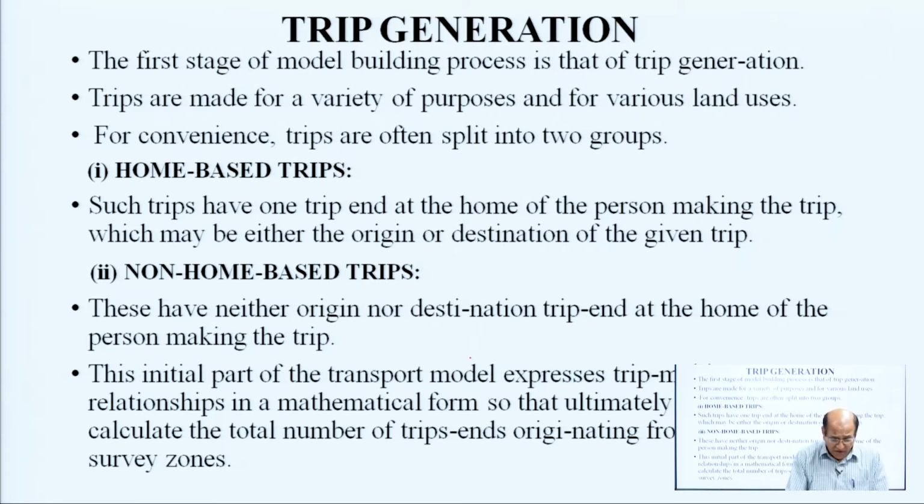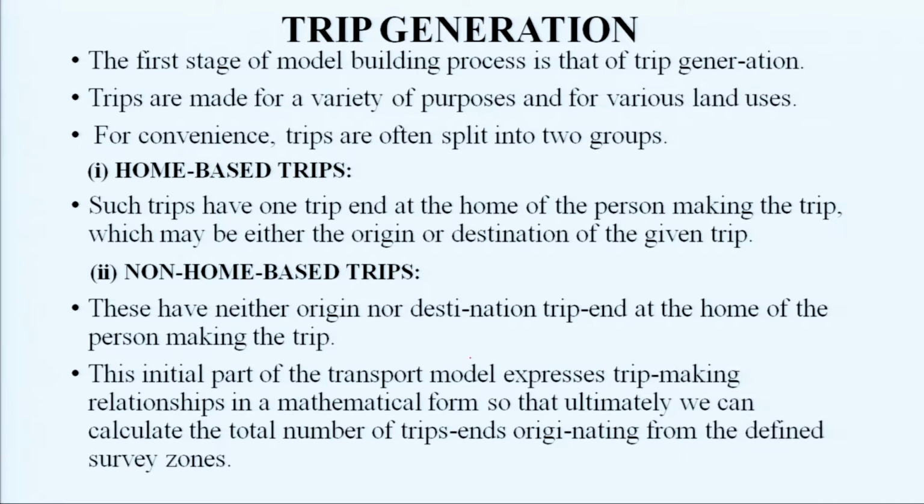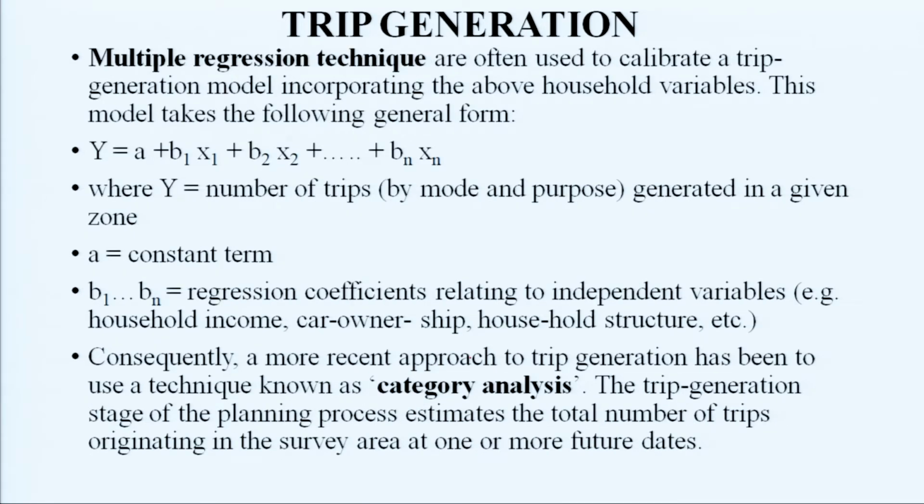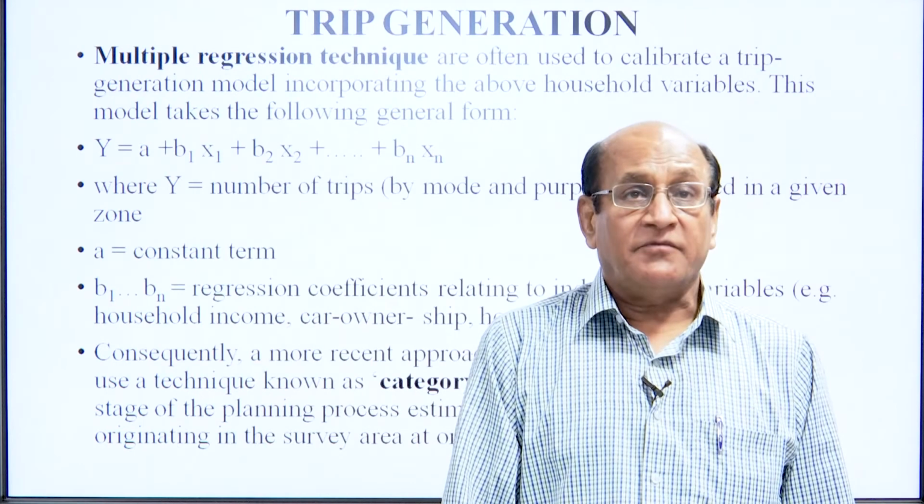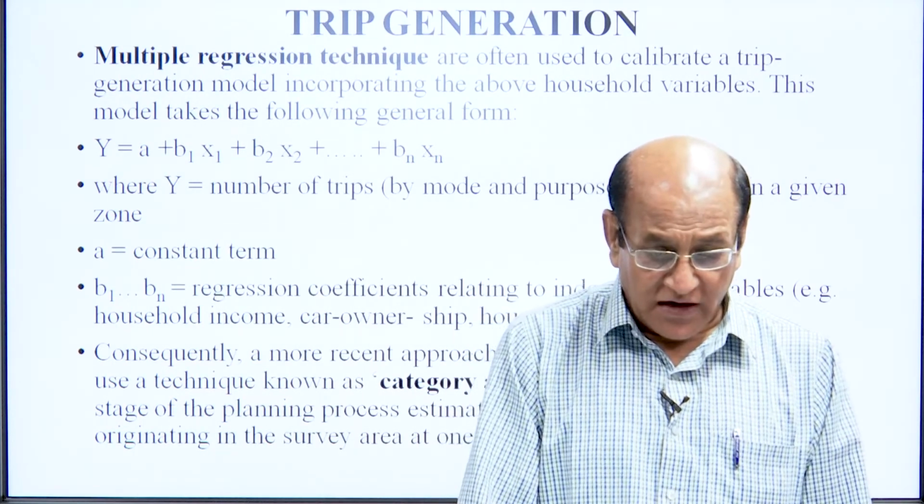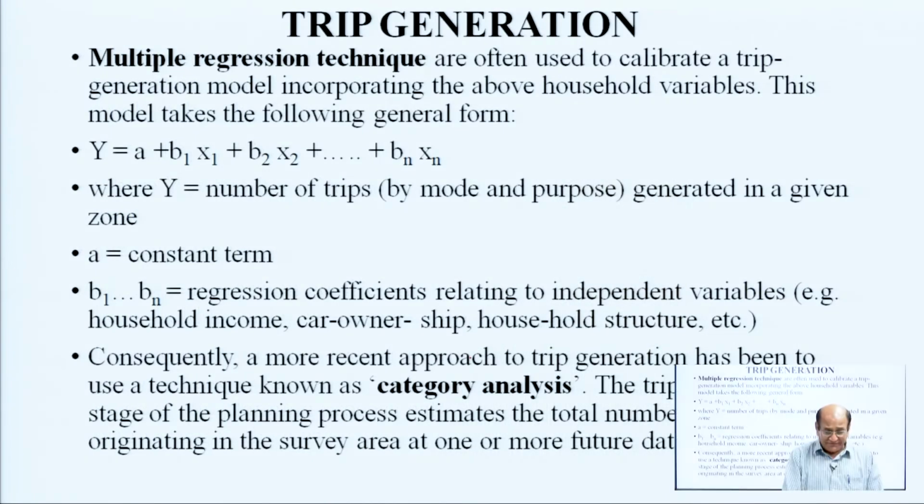So, the initial part of the transport model expresses a trip making relationship in mathematical form. Ultimately, we can calculate the total number of trip ends originating from the defined survey zones. Trip generation models are of two types. First, a multiple regression technique is often used to calibrate a trip generation model incorporating the above household variables. This model takes the following general form.